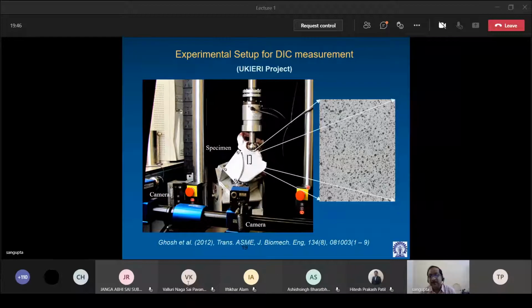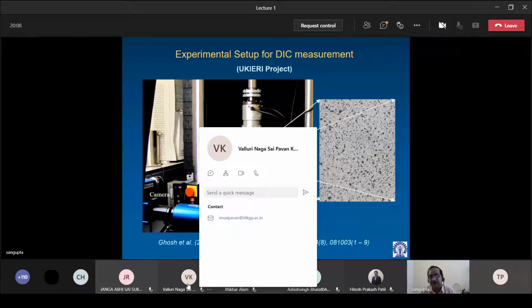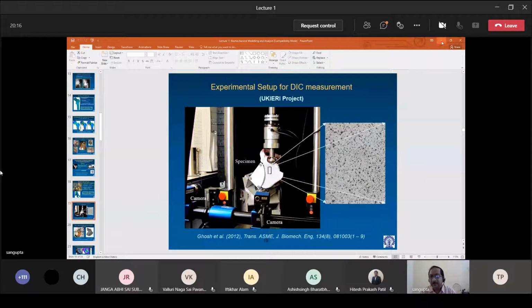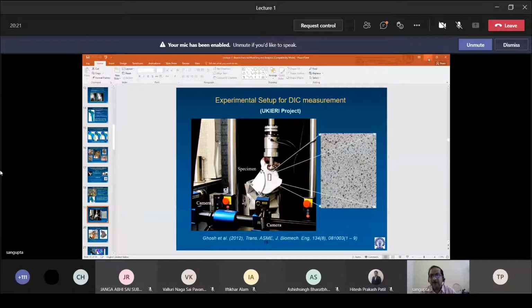Now here also we performed an extensive experimental validation study, but here we not only used strain gauges, we used DIC, the digital image correlation technique of measurement. Now, I am not sure whether you know the principle of digital image correlation. Are you aware of the digital image correlation technique?